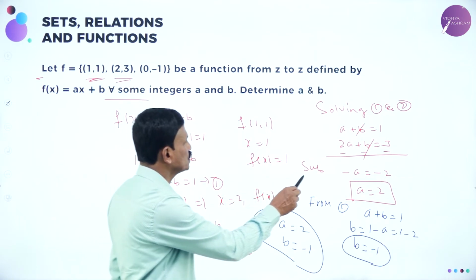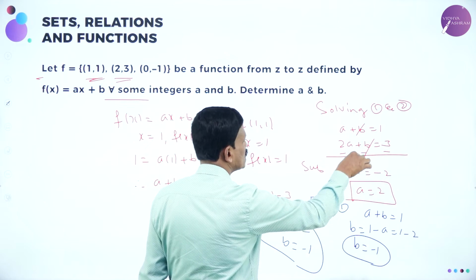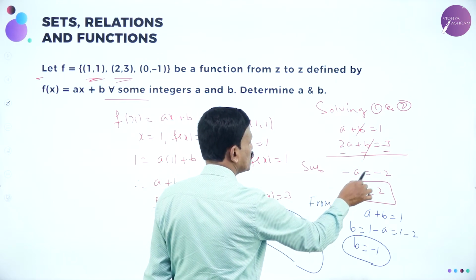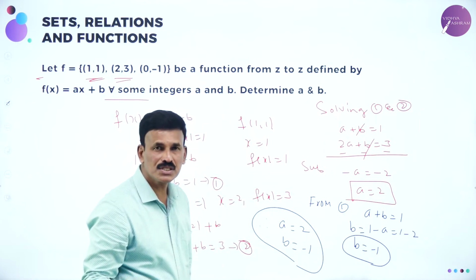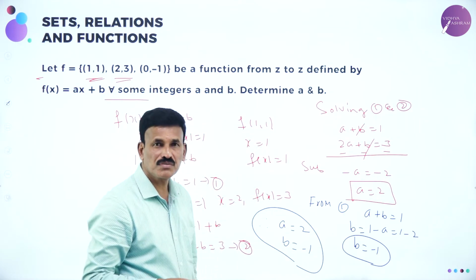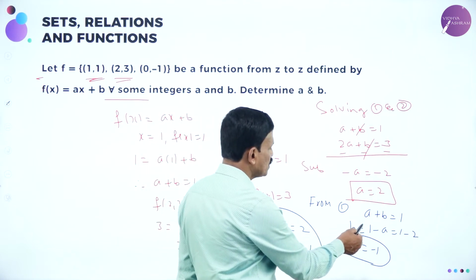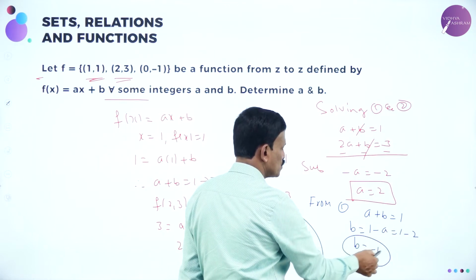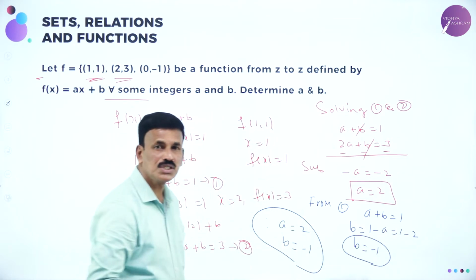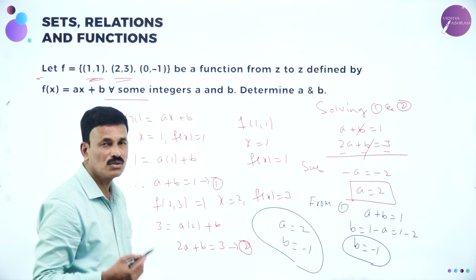So solving equations 1 and 2, a plus b is 1, 2a plus b is 3. If you subtract, minus b plus b gets cancelled. a minus 2a is minus a is equal to 1 minus 3 is minus 2. Minus and minus gets cancelled. a is equal to 2. Take any one of these two equations. From 1, a plus b is equal to 1. What is required to find is b. b is equal to 1 minus a. 1 minus 2 is minus 1. So therefore a is equal to 2 and b is equal to minus 1 for this given function. That's it. Hope you followed.